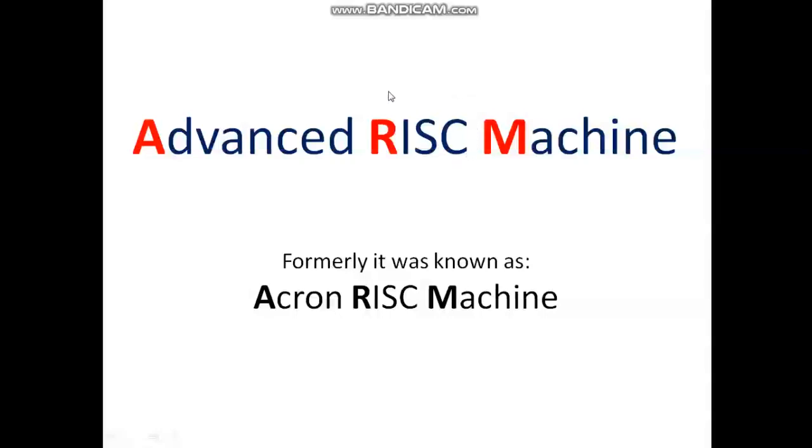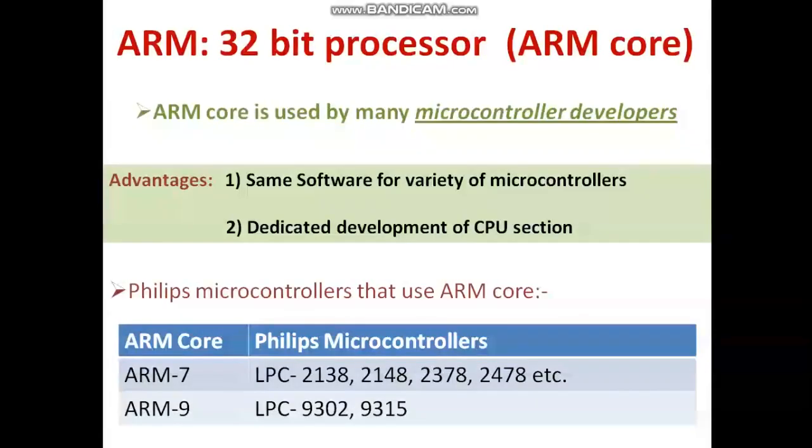You know there are two types of computers, RISC and CISC: reduced instruction set computer and complex instruction set computer. ARM is RISC type of machine. Machine means microprocessor. Actually ARM is a 32-bit processor. So it is only the CPU section of the computer.